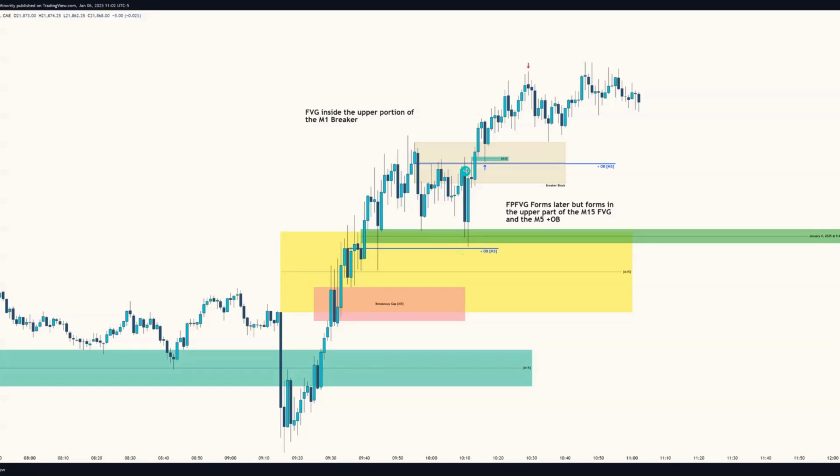But then what? We scream away. Breaker, fair value gap. Where is the fair value gap? Upper portion. We also fail to hit this 5-minute order block. So we end up trading higher. Now this is a high resistance liquidity run, but it doesn't matter. The framework stays the same.